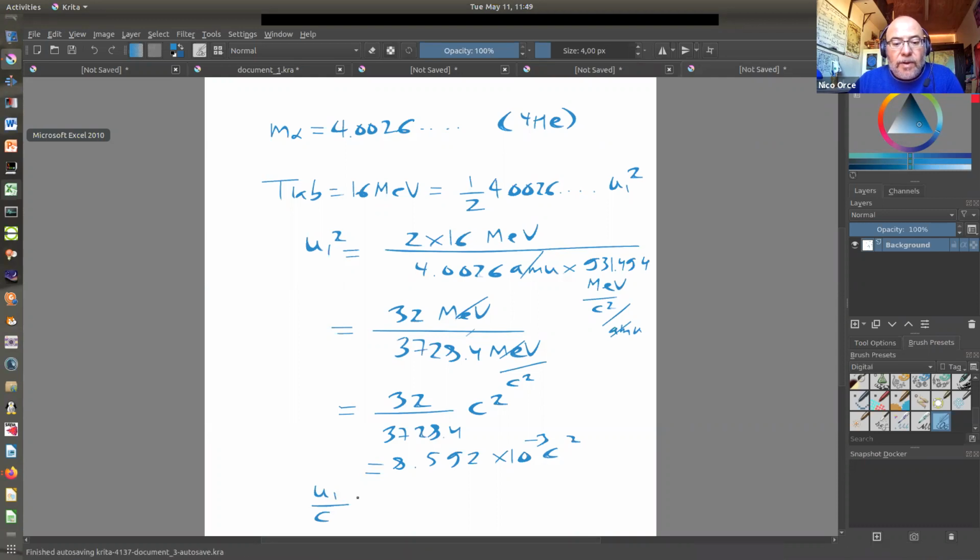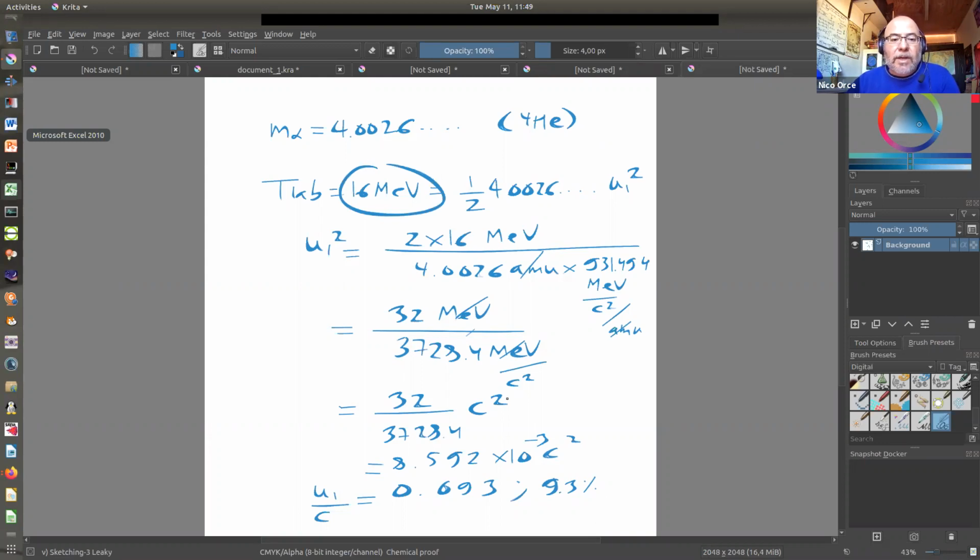So if we do the square root of this number, we have how fast this particle, this alpha particle, goes. If we do the square root of that, the speed of the particle is equal to 0.093, basically 9.3% the speed of light. We are accelerating the alpha particle at this energy. Okay, so then you get U1 square once we determine the mass.